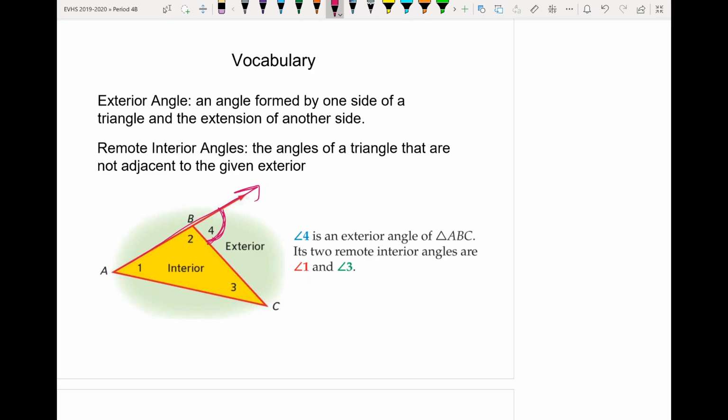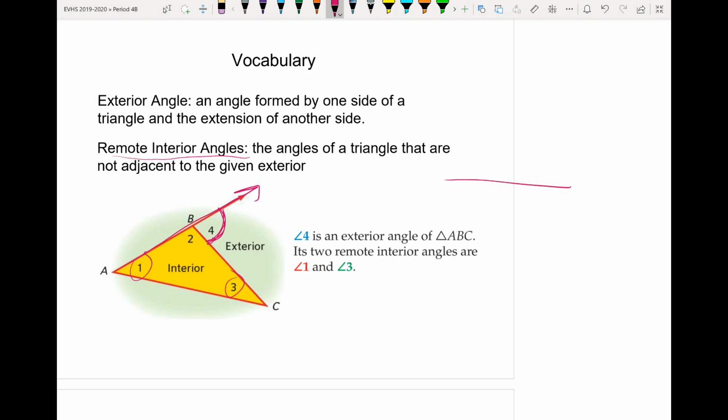Okay? So, the remote interior, well, what does the word remote mean? Remote does not mean control. It means off in the distance, away somewhere, right? Not next to. So, from angle 4, angle 2 is beside angle 4. It's adjacent to it. Angles 1 and 3 are remote. Remote interior angles are something we're going to have to deal with here in a second, all right? So, first off, we just need to know what they are.